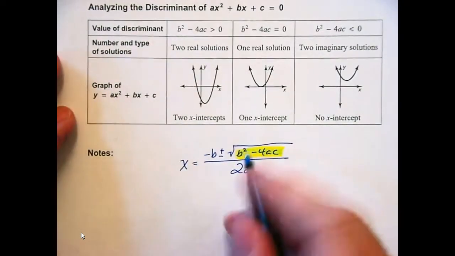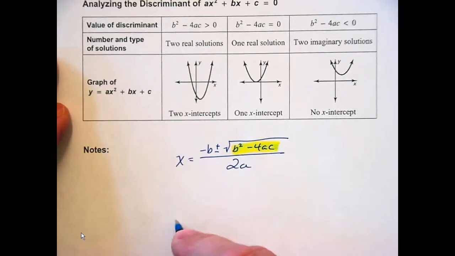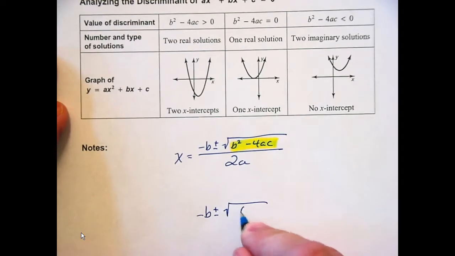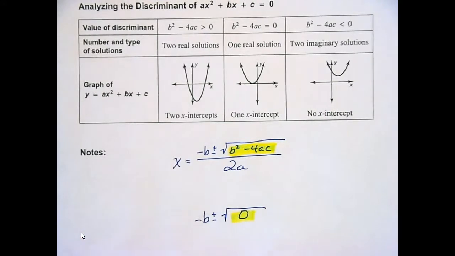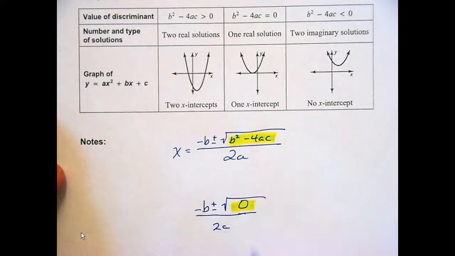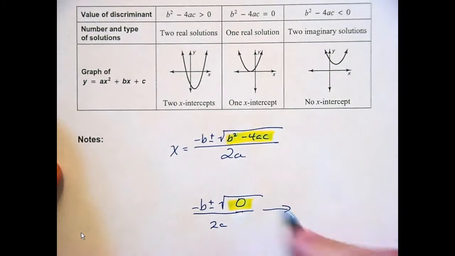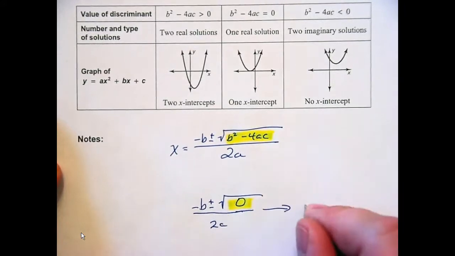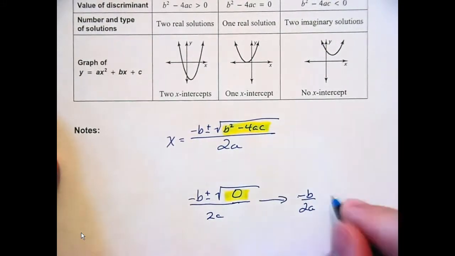So for instance, if I was doing the opposite of b plus or minus the square root of, let's say I had 0 under there. So the b squared minus 4ac now has become 0, all over 2a. What ends up happening here, what's the square root of 0? 0. So this whole part disappears and I'm left with negative b over 2a, which is one real solution.